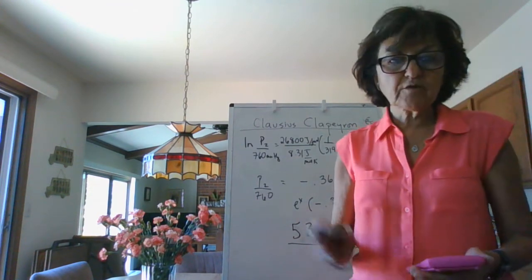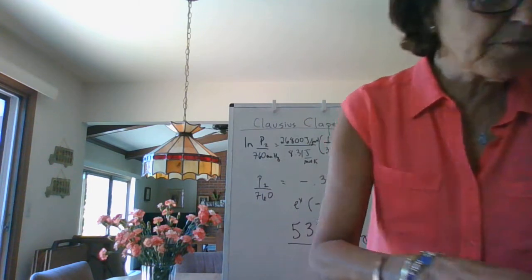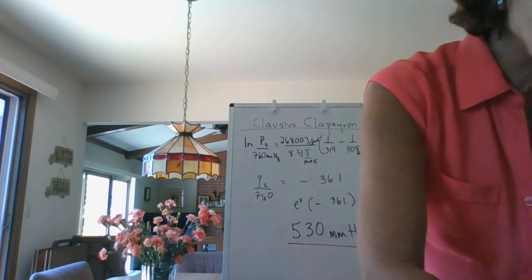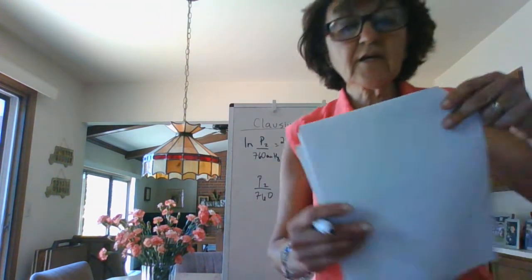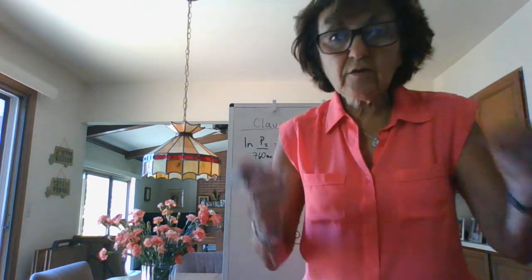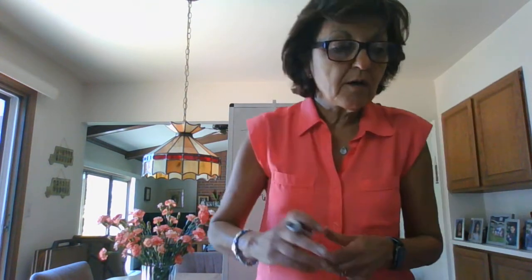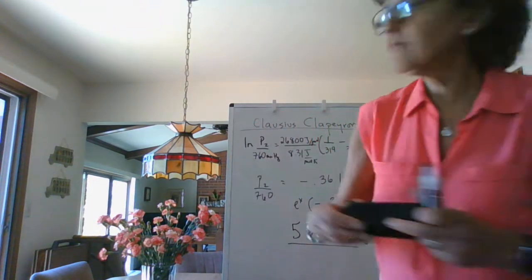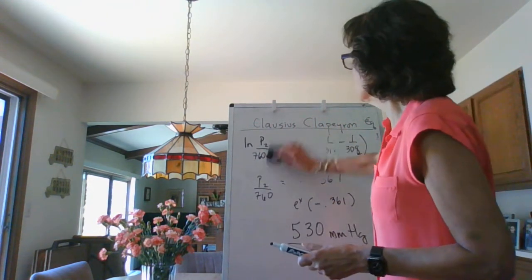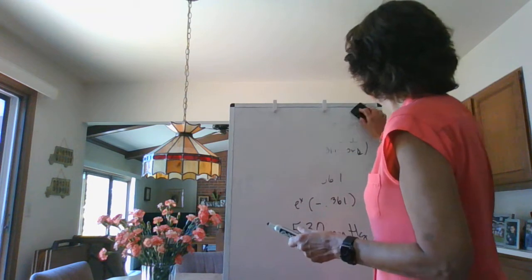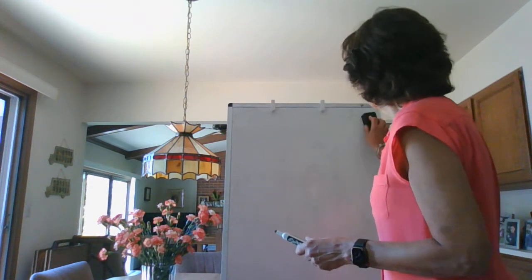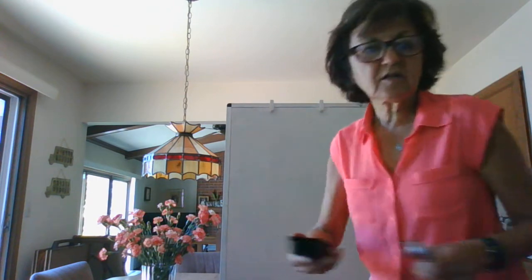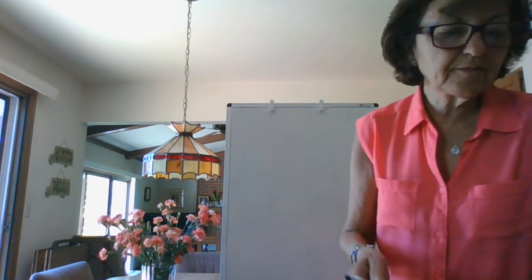Okay, good. So that's one type of problem. We're ready to move on to another type. This one, they're going to give us both temperatures and both vapor pressures, but we need to find delta H of vaporization. So we're still using the Clausius-Clapeyron equation. Okay, I need to clean this board off a little bit.